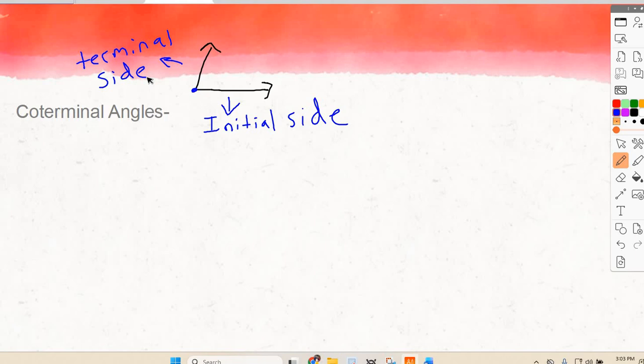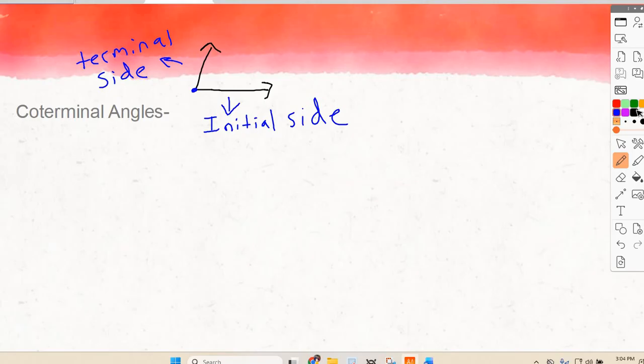So looking at context clues, what do we think coterminal angles might have in common? They're both not the initial side. Okay, so something about the terminal side. So co meaning together, terminal meaning the terminal sides. What do we think they might share?